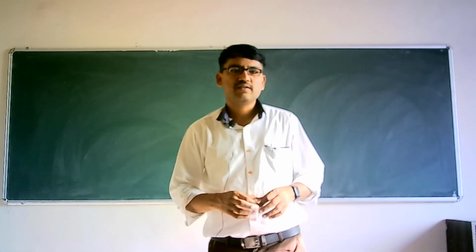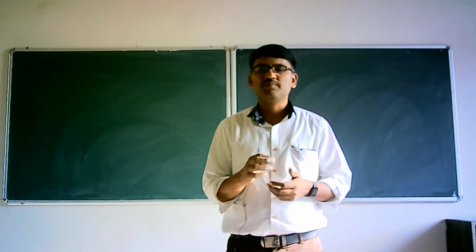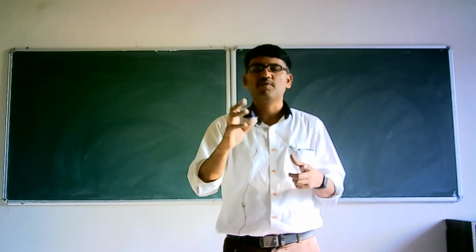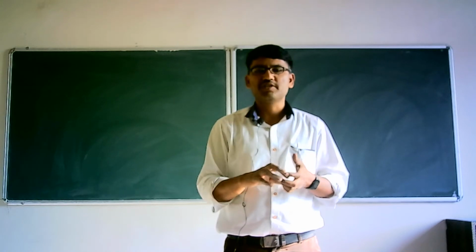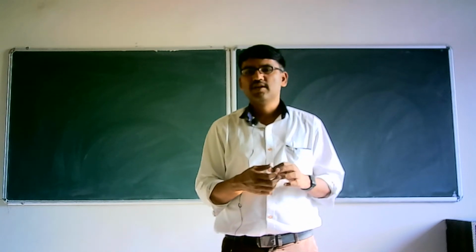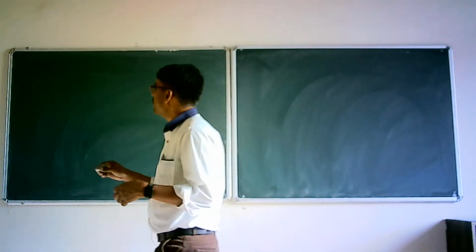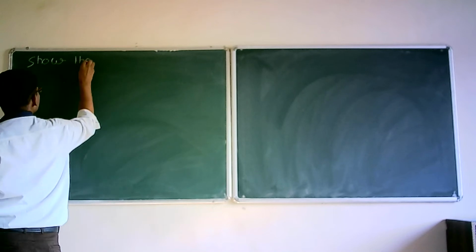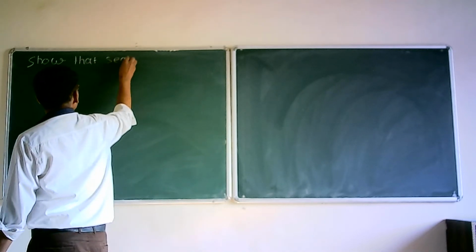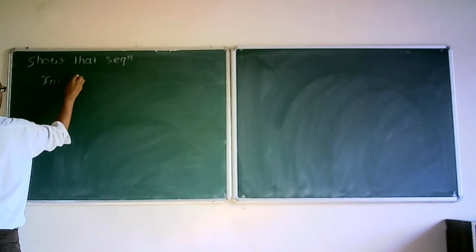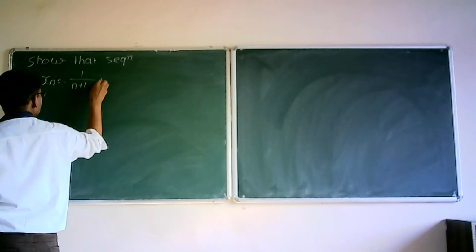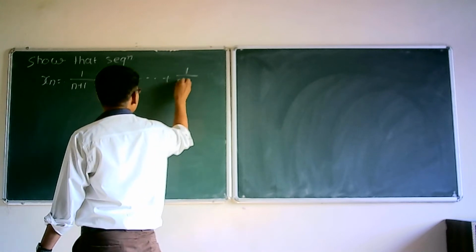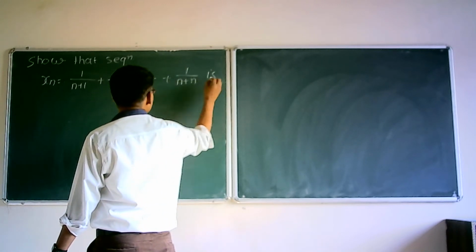In the previous lecture, we proved one important theorem. If a given sequence xn is monotonically increasing and bounded above, then it converges to its least upper bound, or it is a convergent sequence. So let us take an example on this theorem. Show that the sequence xn is equal to 1 upon n plus 1 plus 1 upon n plus 2 plus dot dot dot 1 upon n plus n is a convergent sequence.